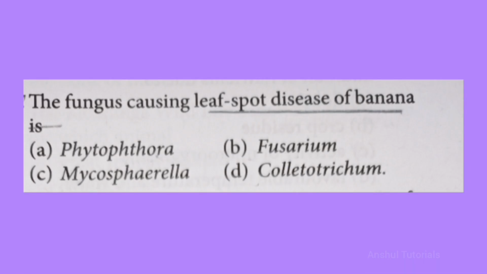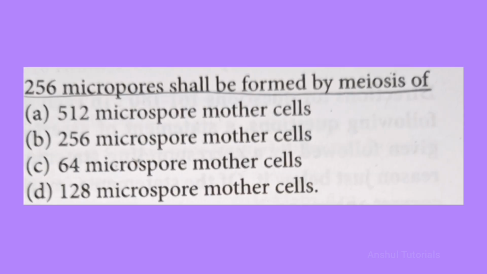First question: the fungus causing leaf spot disease of banana is, so the correct answer is option C, that is Mycosphaerella. And the next question: 256 microspores shall be formed by meiosis of, so the correct answer is option C, that is 64 microspore mother cells.